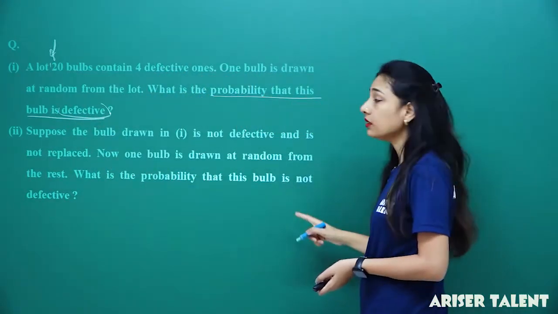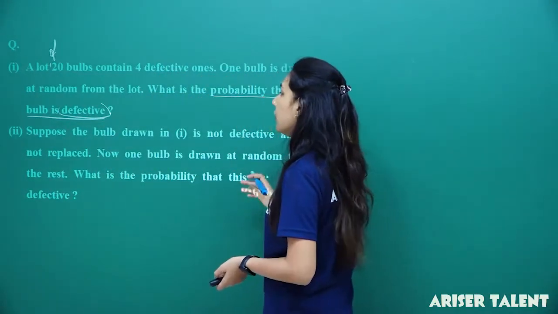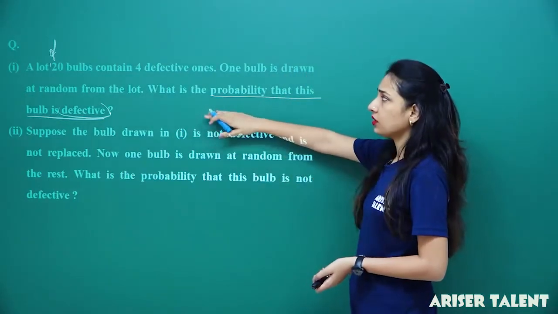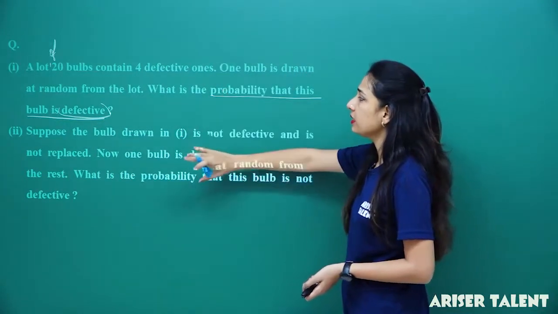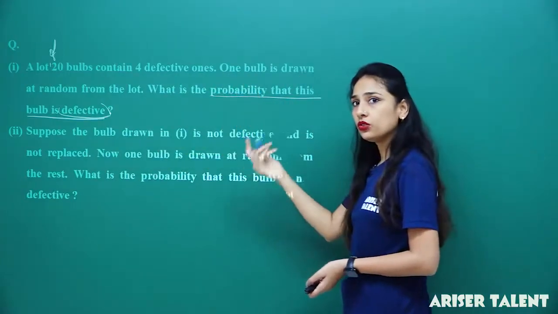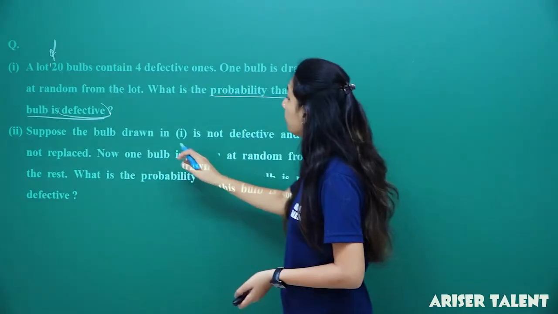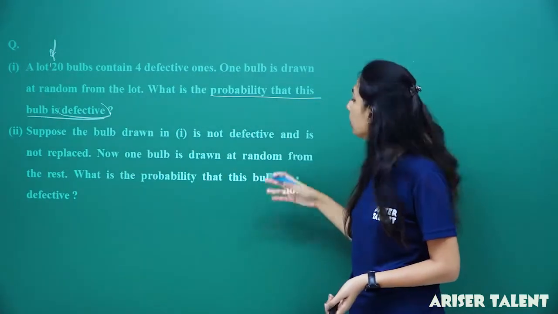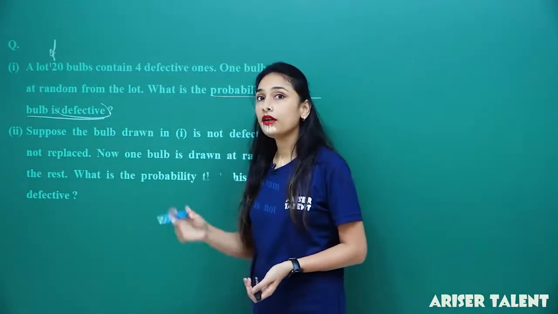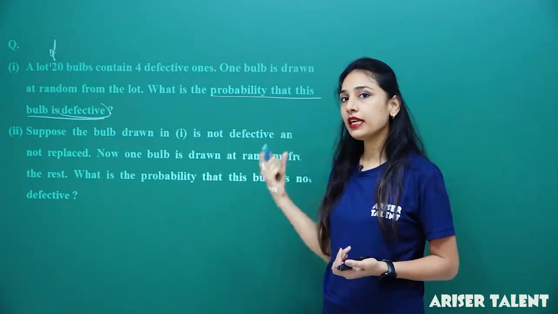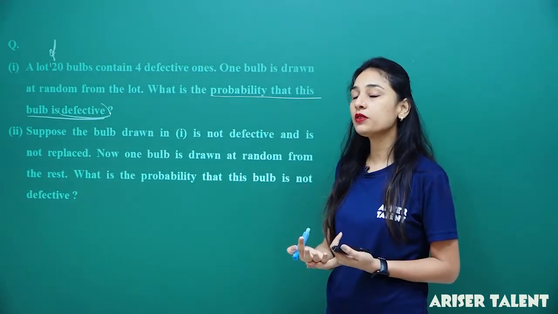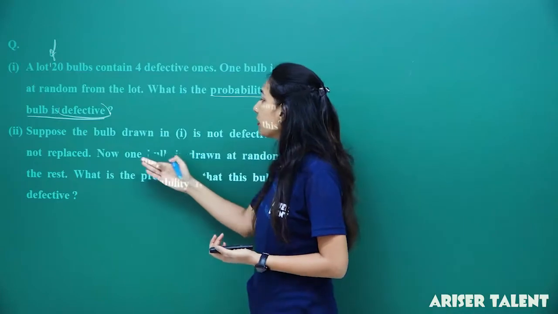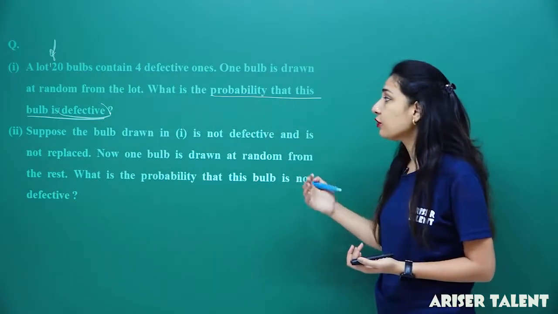Now the second part is, suppose the bulb is drawn, this first activity has been done, so remaining bulbs 20. Now the bulb drawn is not defective, so it's normal, it's good, and is not replaced. Since it has been drawn and not replaced, the number of bulbs remaining is 19. We have discussed it. Now one bulb is drawn at random from the rest.